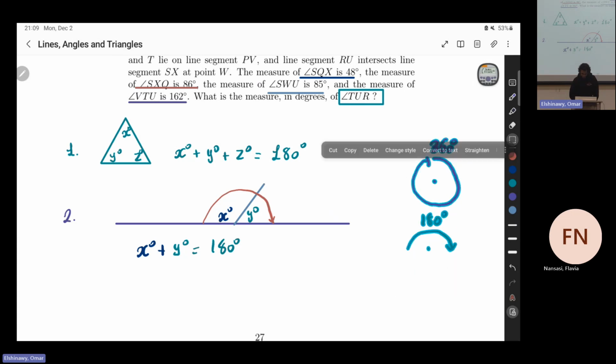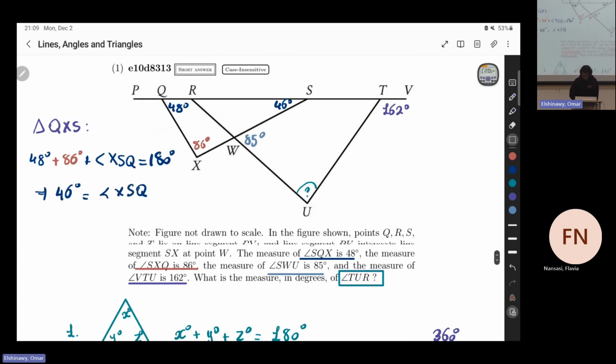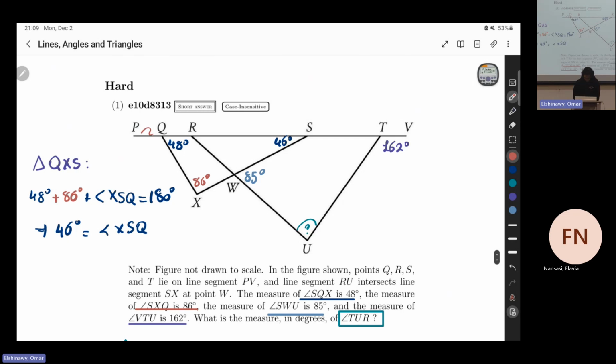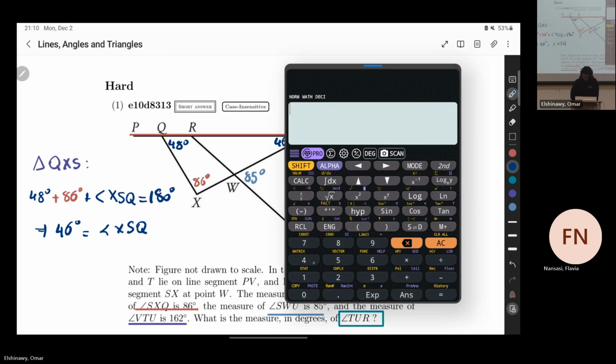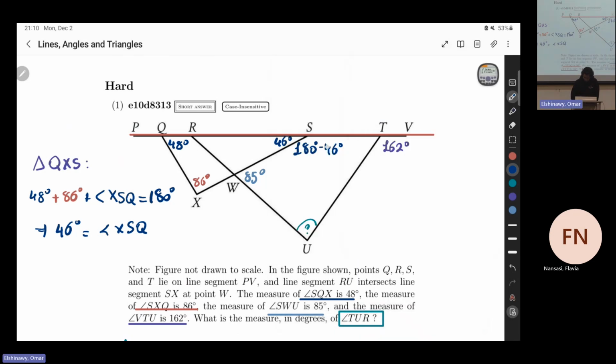So this is the second fact which I'll use. I'll actually use it right now. Because here's the thing. This is a straight line. And if this is a straight line and this is 46 degrees, then this angle should supplement it to get 180 degrees. So this angle should be 180 minus 46 degrees. So 134. Let's see where this takes us.